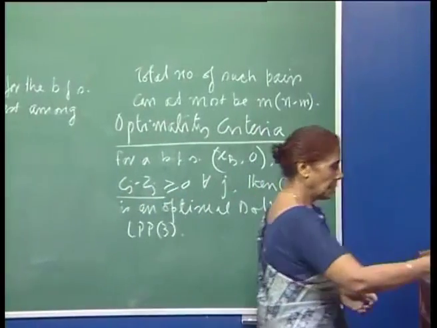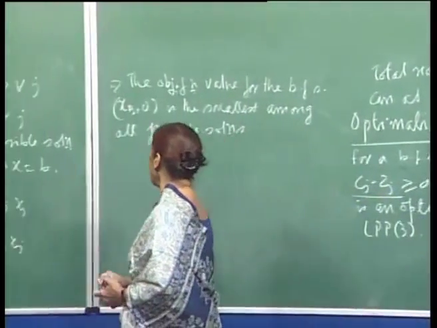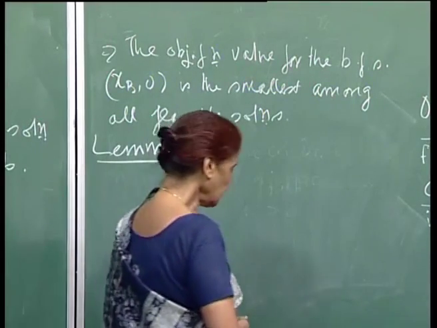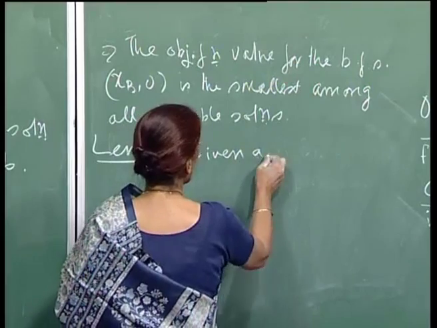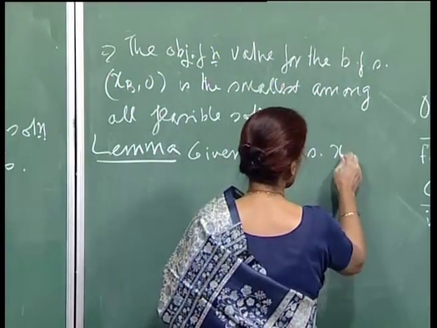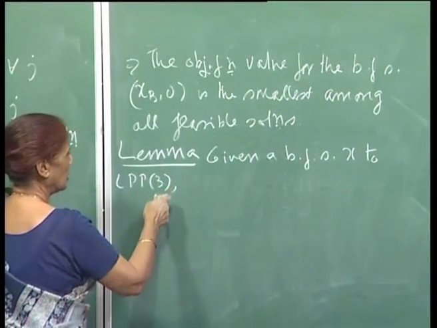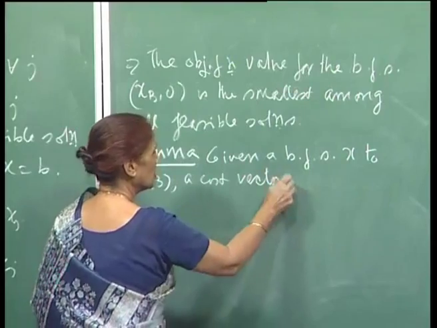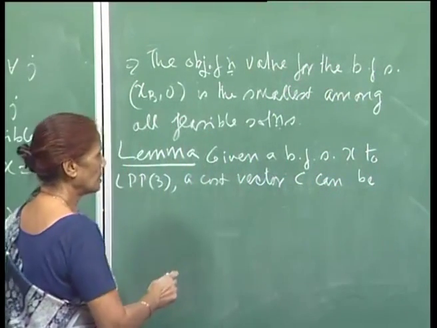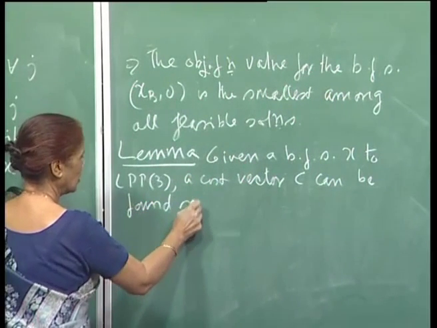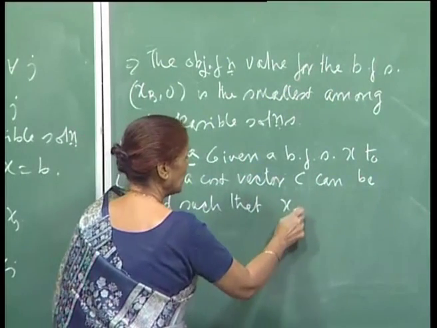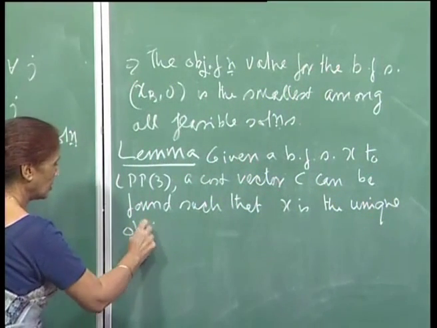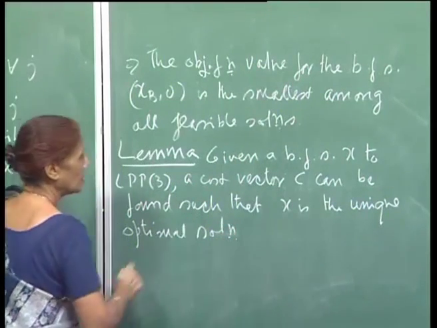And now just to make things more interesting, let me also recount a lemma here, which is simple, and that again gives you some insight. So the lemma says that given a basic feasible solution x to LPP3, a cost vector C can be found such that x is the unique optimal solution with respect to C.